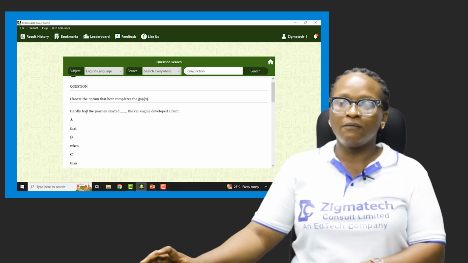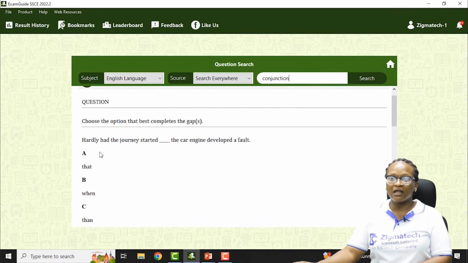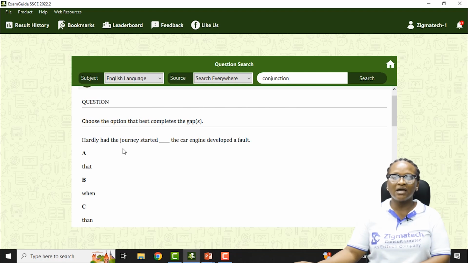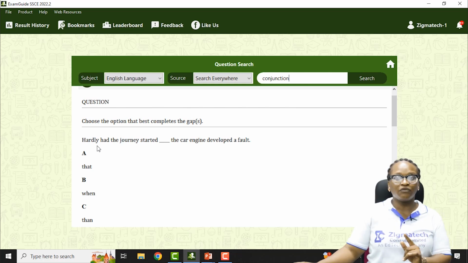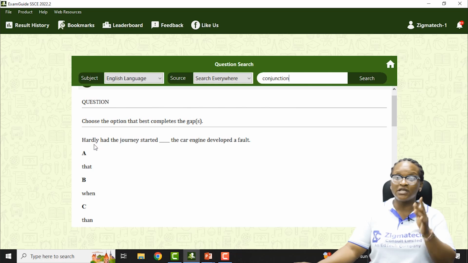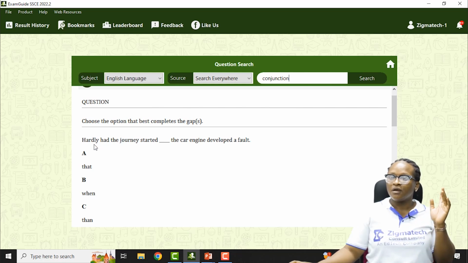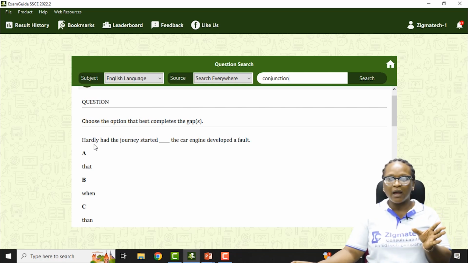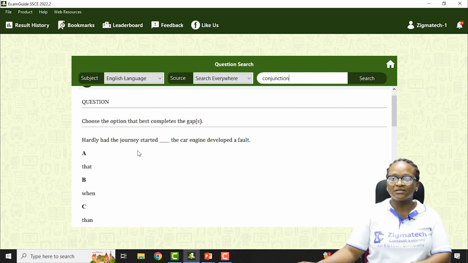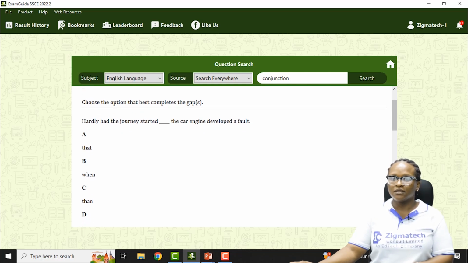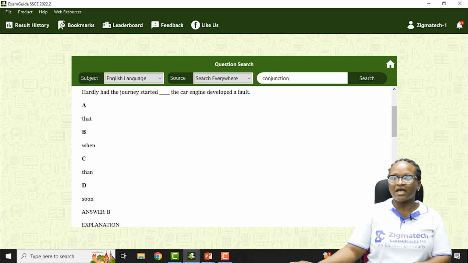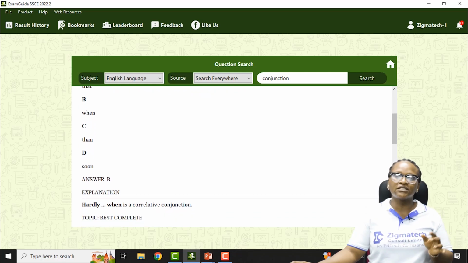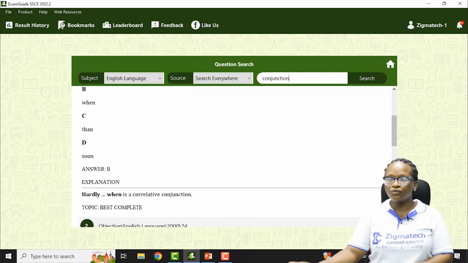Okay, all right, this is the first one that says, hardly had the journey started. Hardly is an example of the correlative conjunction, that is, the type of conjunction that is paired. If you listen attentively in my class, you'll hear me mention hardly when. Hardly goes with when. No sooner goes with than. So let's check. Hardly had the journey started when the car engine developed. Perfect. They say the answer is B. When is a correlative conjunction. Hardly when they go together.